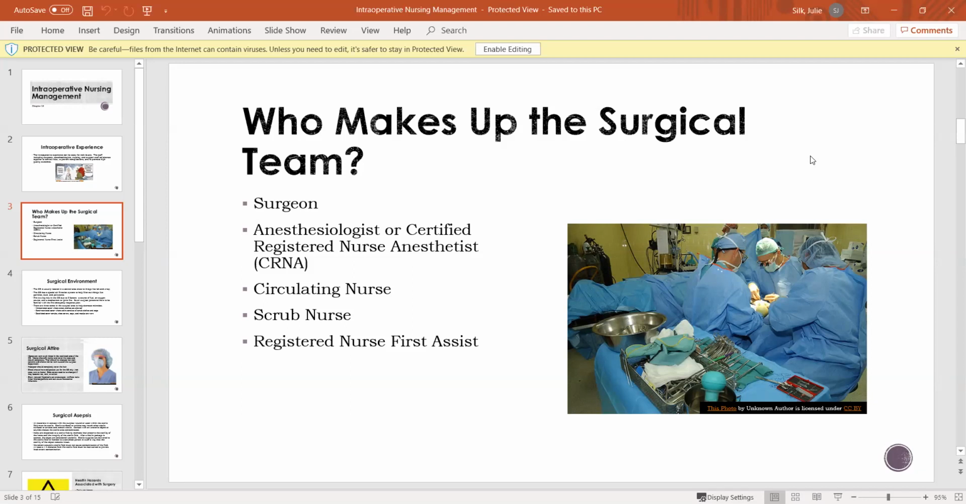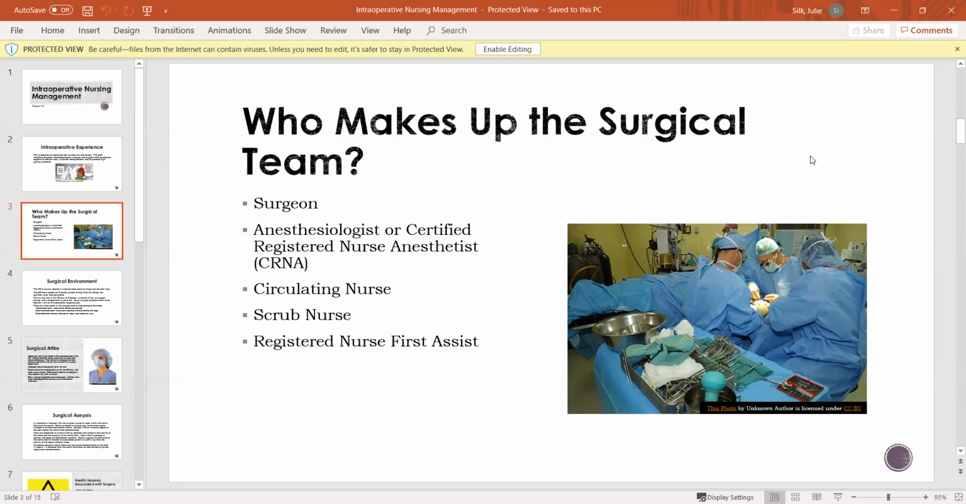Other things they do, they check the OR conditions. This person would be responsible for going into the OR before everyone else does to make sure that everything works, like the lighting is just like it's supposed to be, and all the equipment they need is there, all that type of stuff.